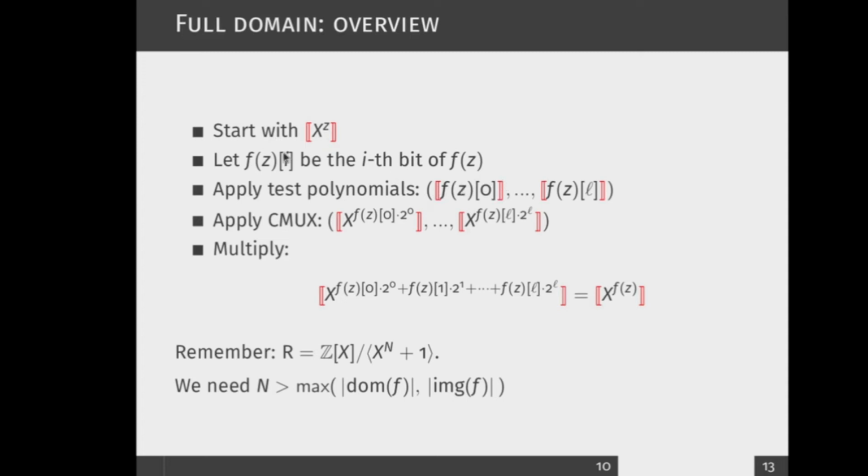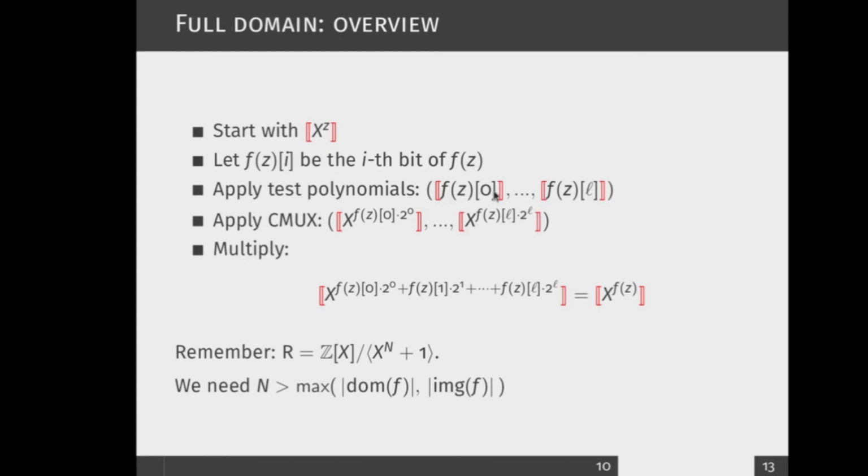Right, so what we do is we define test polynomials to extract each bit of f of z. So we apply one test polynomial, we get the 0th bit. We apply a second test polynomial, we get the bit 1, and so on. At the end, we get the bit L. So we have now encryptions of all the bits of f of z.